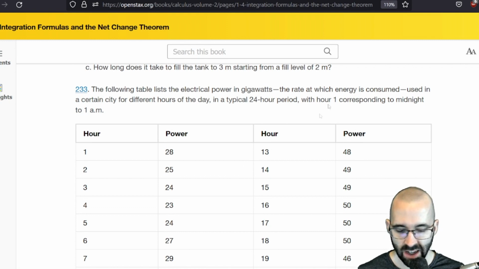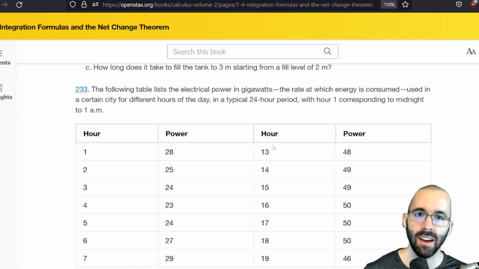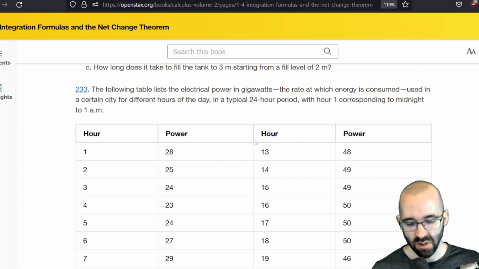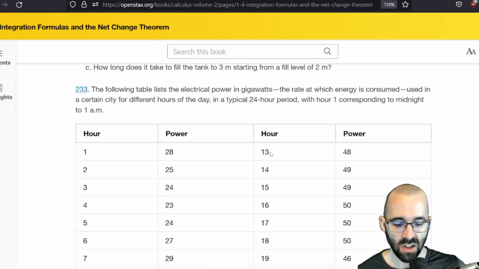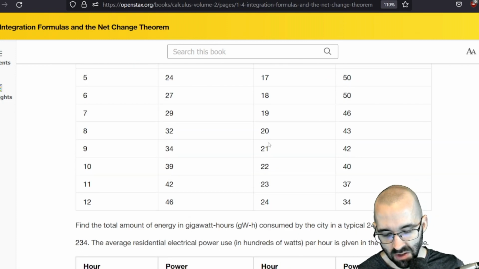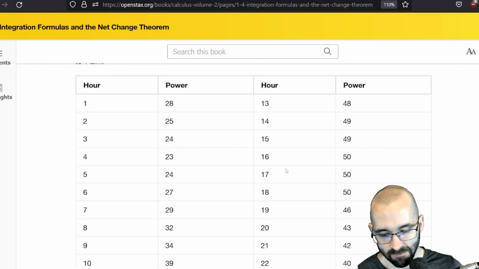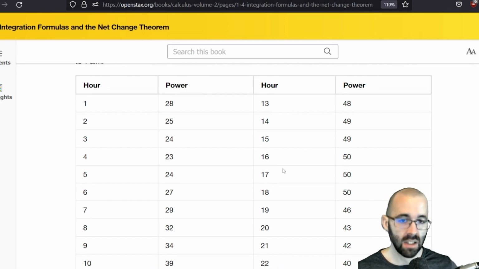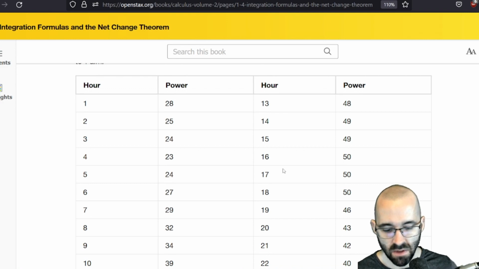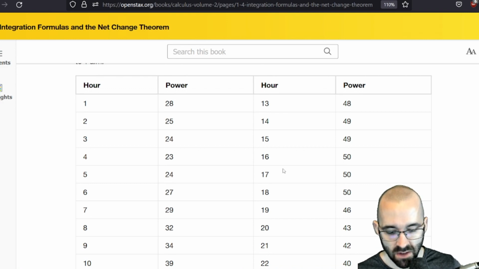Oh, maybe I lied. Hour 1 is the first hour, which is midnight to 1 a.m. So hour 1 ends at 1 a.m. Hour 13 will end at 1 p.m. So this is like the 24-hour clock when that hour period ends. Find the total amount of energy in gigawatts consumed in a typical 24-hour period. So again, this is really not a 1.4 problem. Just add it all up.